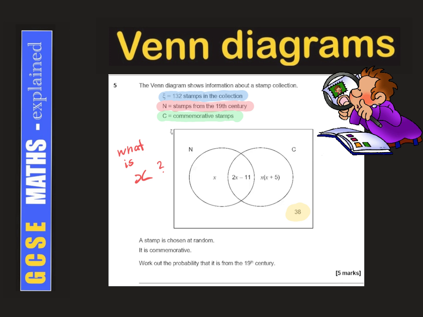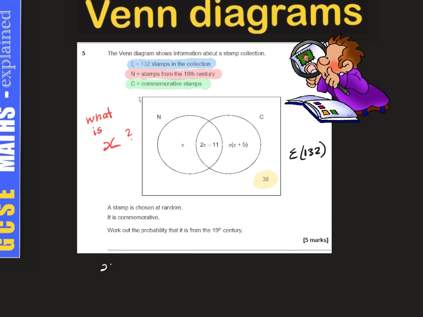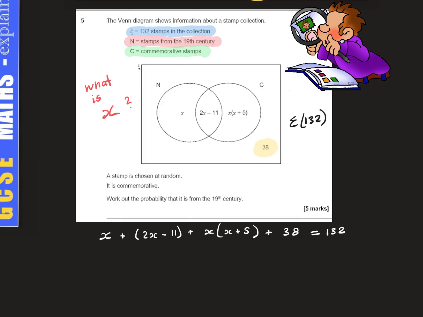Since we know that the universal set has 132 stamps in its collection, we can now add all the 4 sections together and work out the value of x. And so we start with x plus 2x minus 11 plus x plus 5 plus 38. And all this should equate to 132. And we need to take out the brackets first.